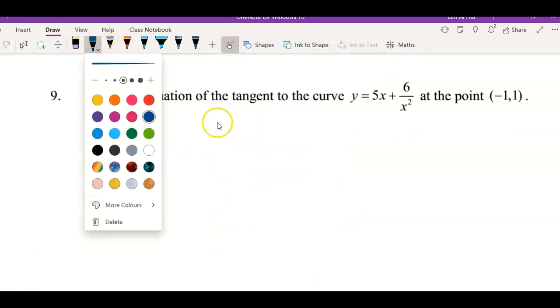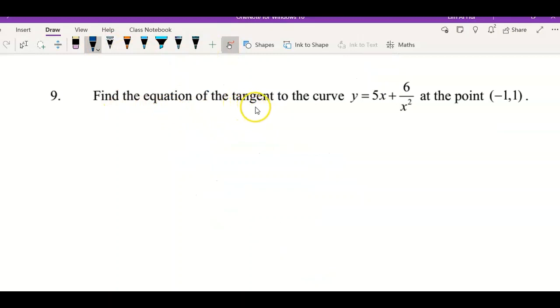Okay, this question is a simple one. Find the equation of the tangent to the curve at the point (-1, 1), meaning that the x1, y1 are already given, and you need to find the gradient. y is given as 5x plus 6 over x squared.